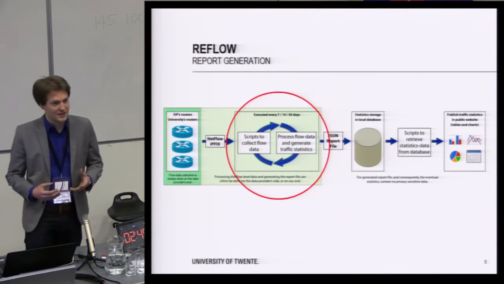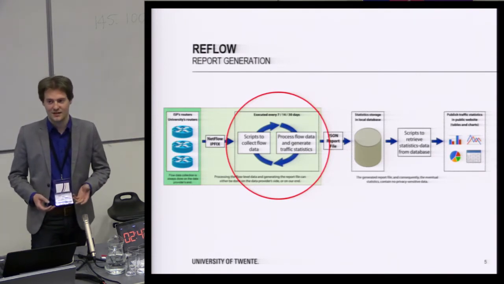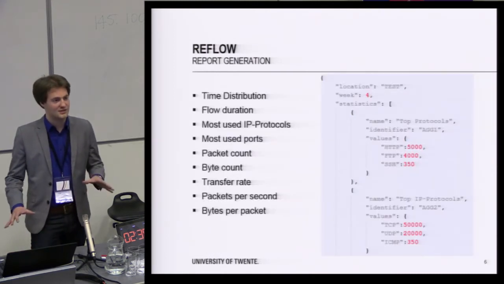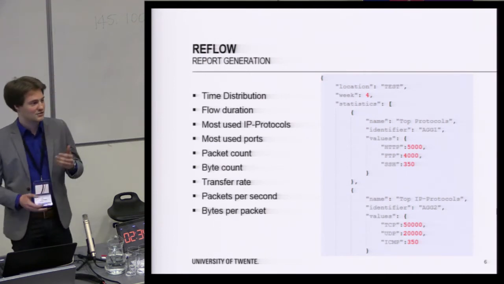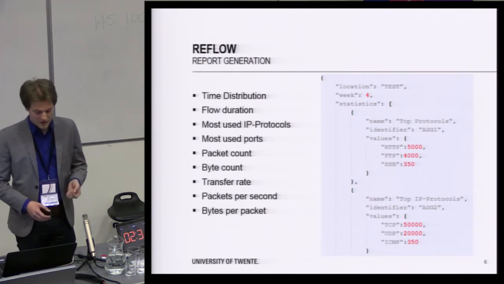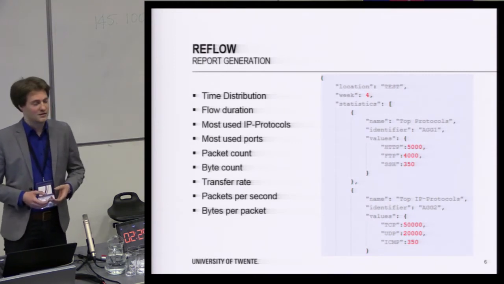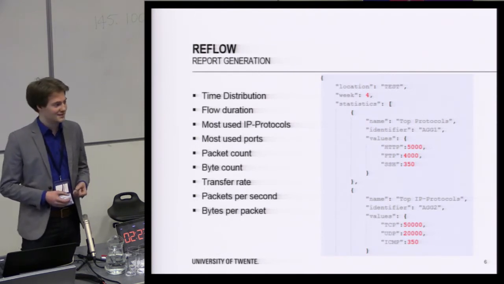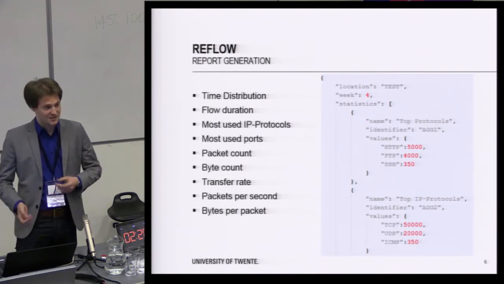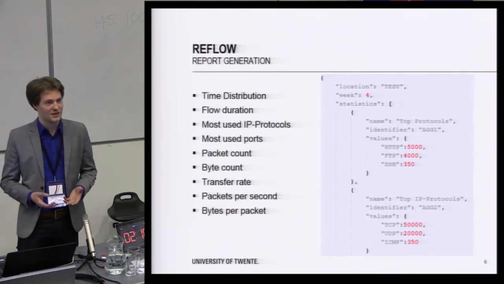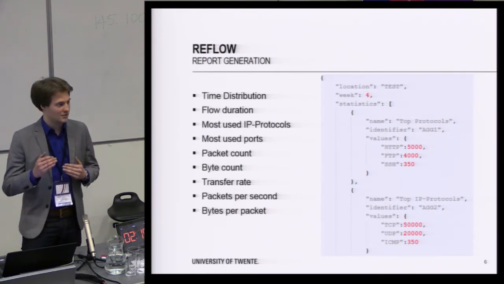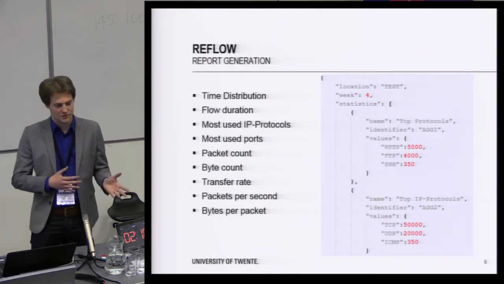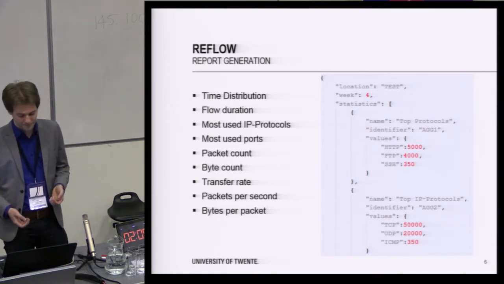When we collect all the NetFlow data, or the providers themselves collect the NetFlow data, we generate the reports. The reports contain several statistics, very basic statistics, how long do flows last, which protocols are used, etc. These statistics are calculated, then they are put into a JSON file. This is the report, and the report is then sent to us. So all the NetFlow files together are maybe a couple of gigabytes. The report file that is sent to us is only 80 megabytes maybe. So it's very easy, we don't have to transfer loads of files to make our analyses.